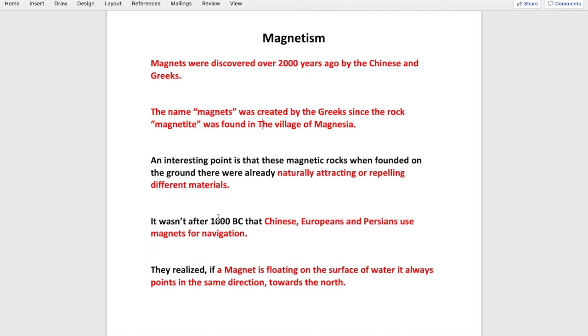We're going to explain a little bit more in the next video about how they used the magnet. But something that I would like to give you is that they realized that if they have a magnet floating on the surface of water, it always points in the same direction. They found that the direction was always the north. They used this for navigation. This is a really important point that we need to have.